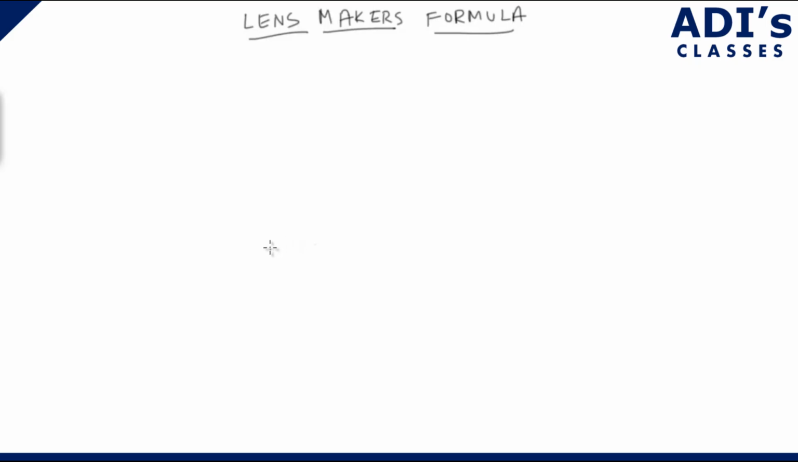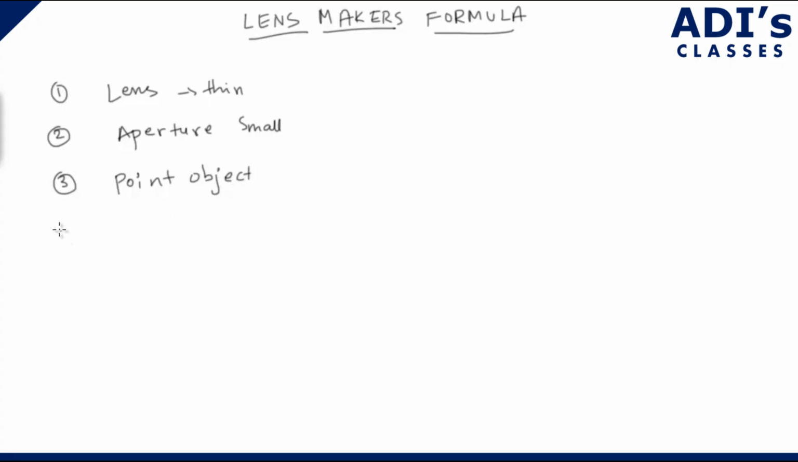Now there are certain assumptions we are making here. The first assumption is that the lens is a thin lens. The second assumption is that the aperture is very small. The third is that the object we are placing is a point object. This point object is very important, so it is not something which has a big dimension.